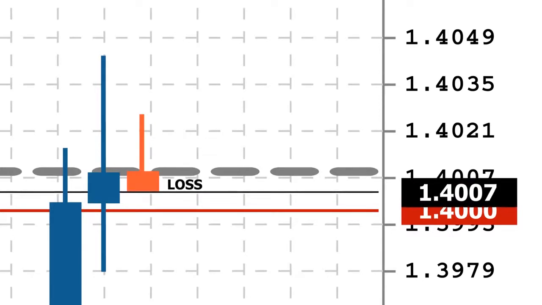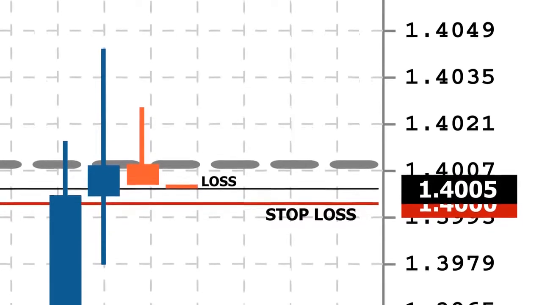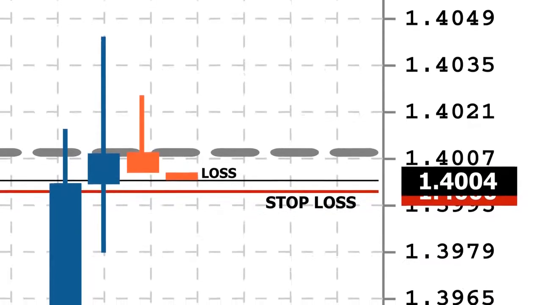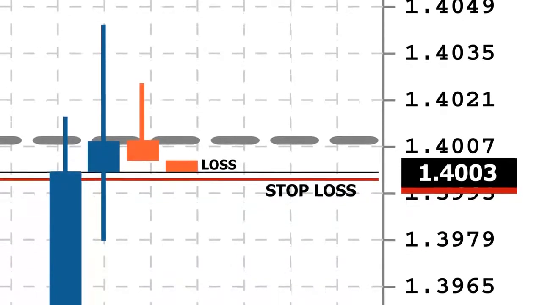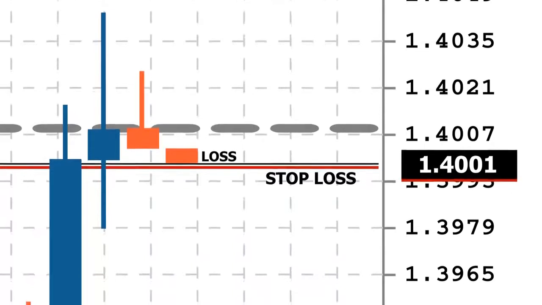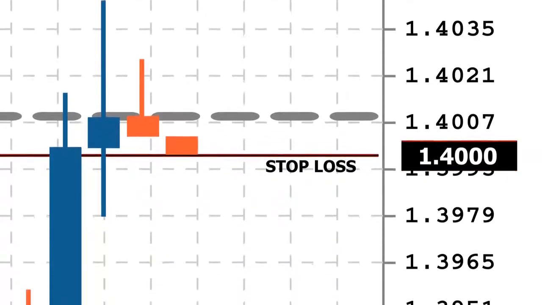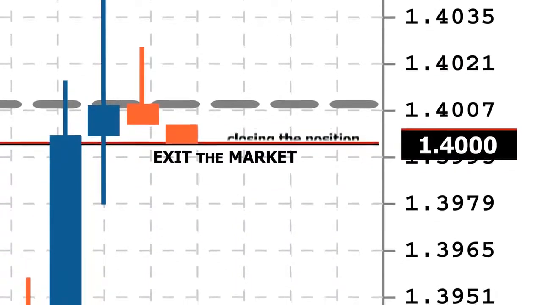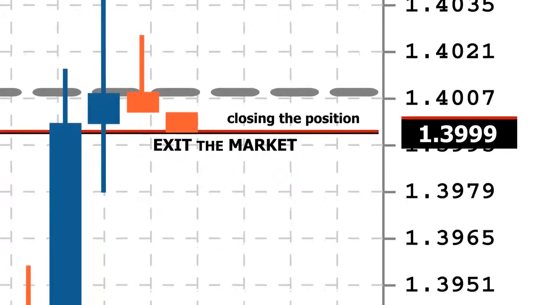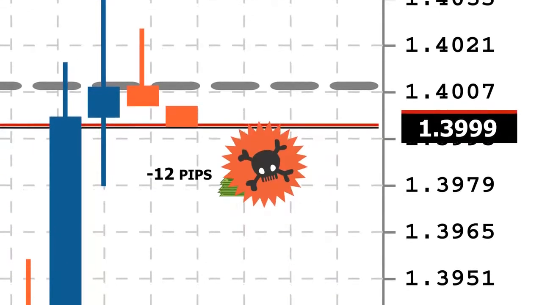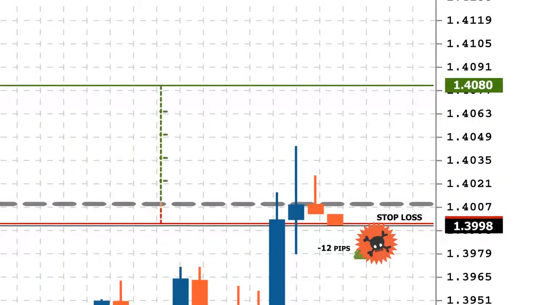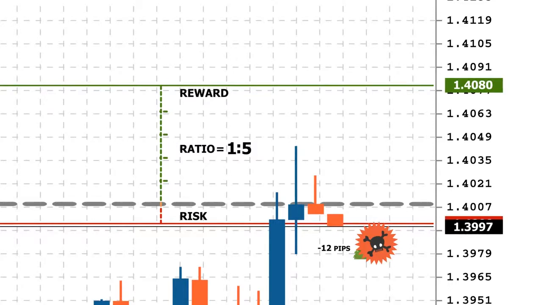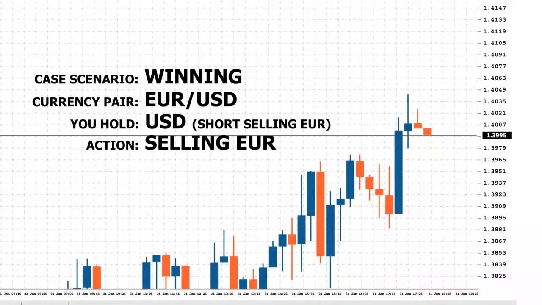Do we care? Of course not. You have a stop loss at 1.4000. At this price, you can let your trading platform close the trade automatically when it reaches the stop loss and exit the market, closing your position. You are out. You lost 12 pips. But not too much thanks to having a well-set stop loss, a reasonable risk to reward ratio, and above all, following your common sense. Now we'll take a scenario where we think the price will be going down.